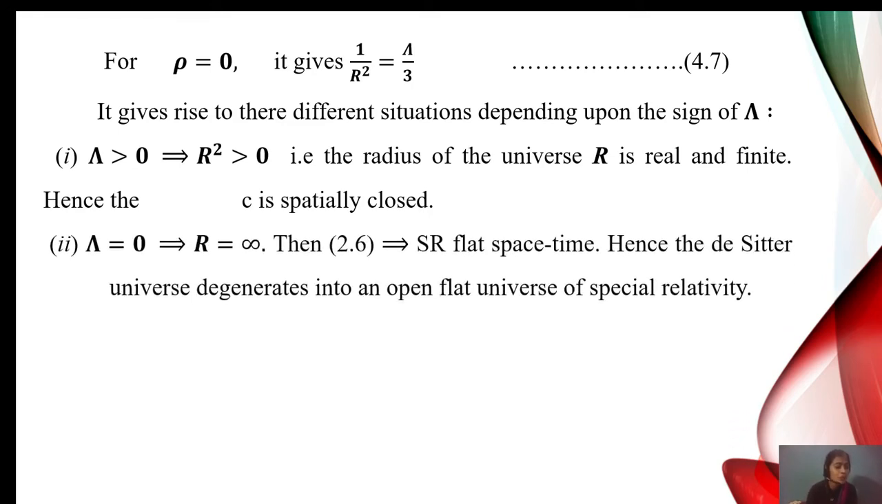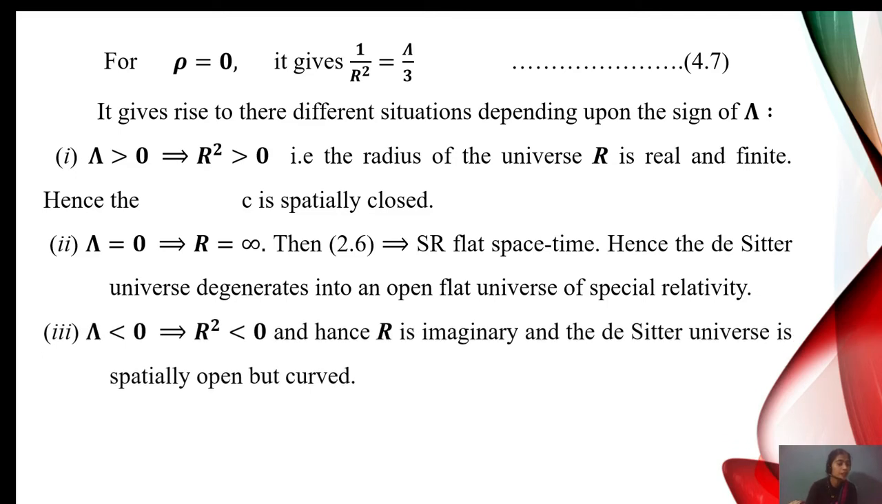If lambda equals 0, R equals infinity, then the equation considers special relativity flat space-time; hence the de-Sitter universe degenerates into an open flat universe of special relativity. If lambda is less than 0, then R square is less than 0. Hence R is an imaginary number, and the de-Sitter universe is spatially open, but of curved form.